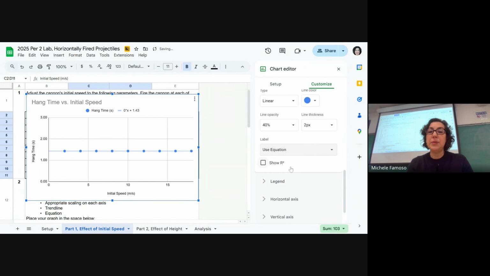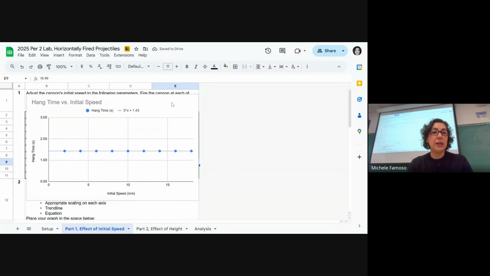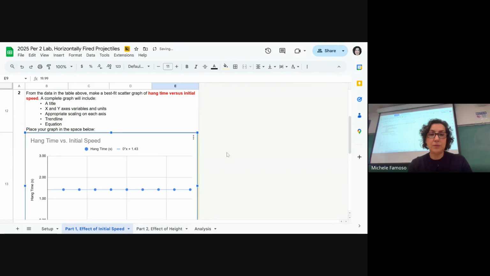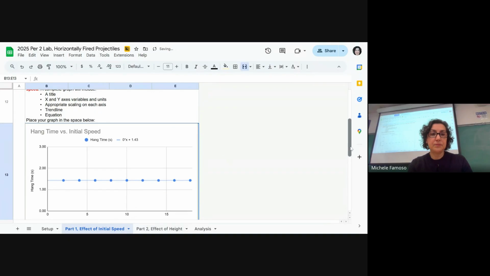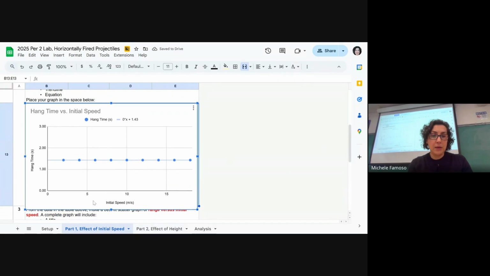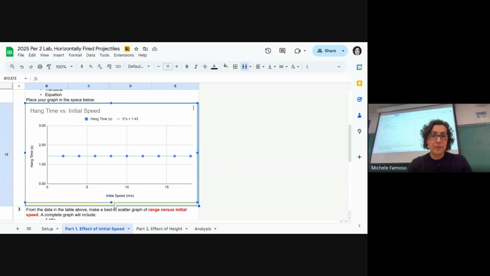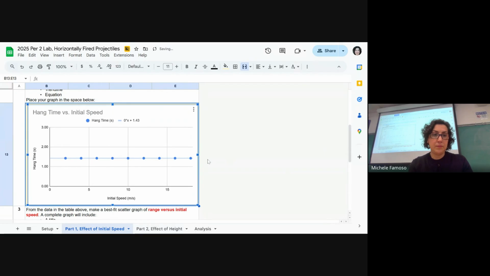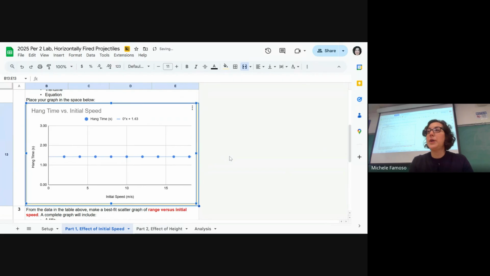That graph is now complete. So you now can click on that graph and move it down into the shaded space below question 2. Okay, everybody set? Your graph should look just like mine.